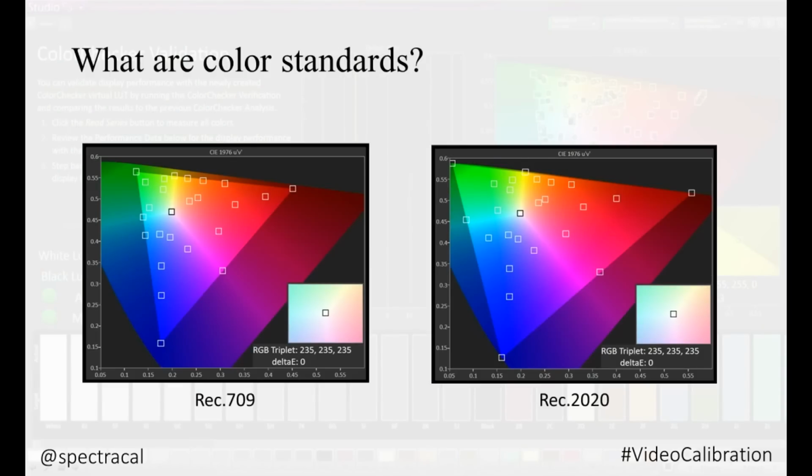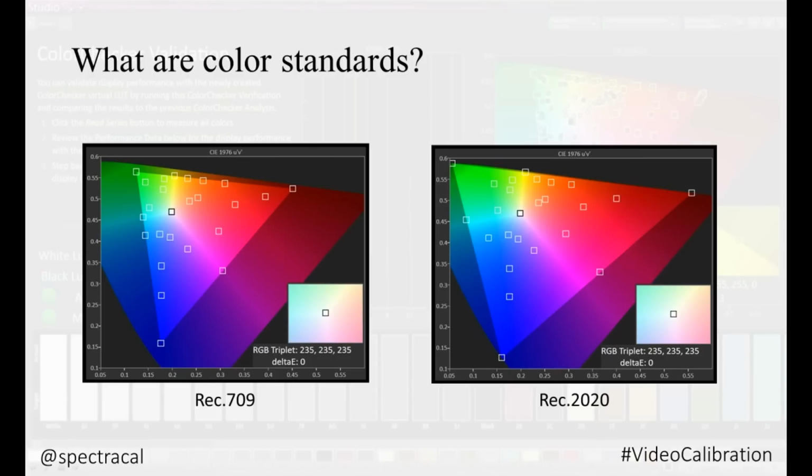So what are color standards? Color standards are a set of rules established by the international organizations that dictate the mathematical values of a specific color. For video output, that's Rec 709 or DCI P3. For PC output, it's sRGB or Adobe RGB. Without color standards, there would be no basis for display calibration.